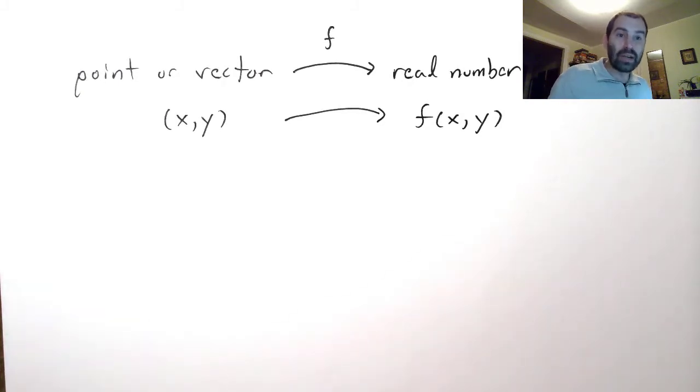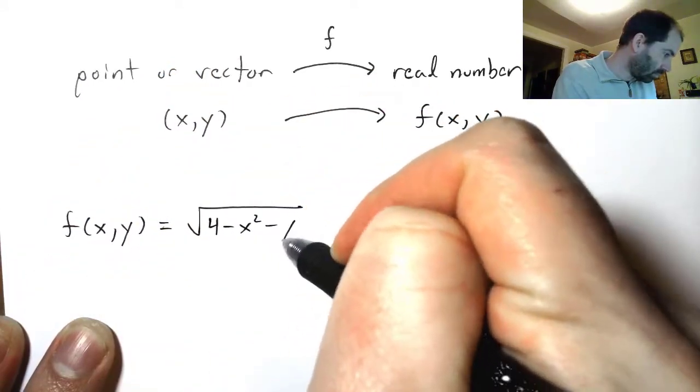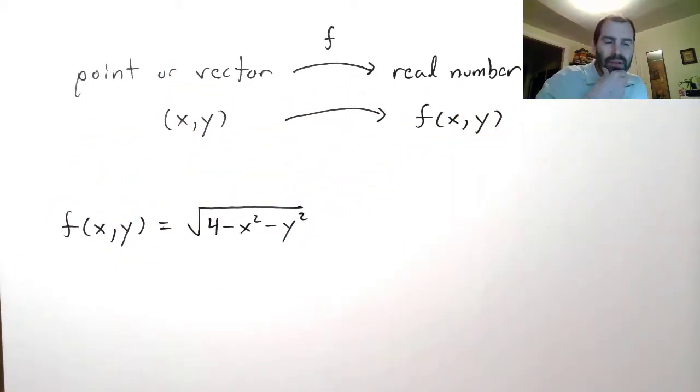So let's look at some examples of functions and see if we can identify what their domains are. The first function I want to look at is this one. So here's a function. Now, what I need to think about to find its domain are what values of x and y can I plug into here and get a real number?